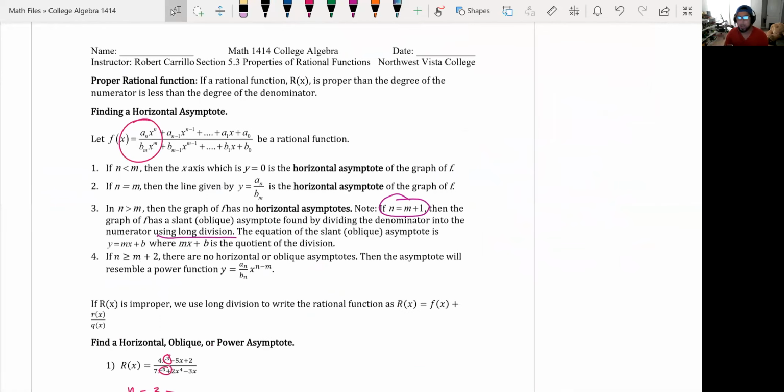Last rule. I swear it's as easy as rule 1, 2, and 4. Okay. Rule number 4. If the degree of the numerator is bigger by 2 units, there are no horizontal or oblique asymptotes. The asymptote will resemble a power function. So if you get the numerator bigger by 2, then all you're going to do is take the leading coefficients over each other and subtract the degree of the numerator minus the degree of the denominator. That's it.